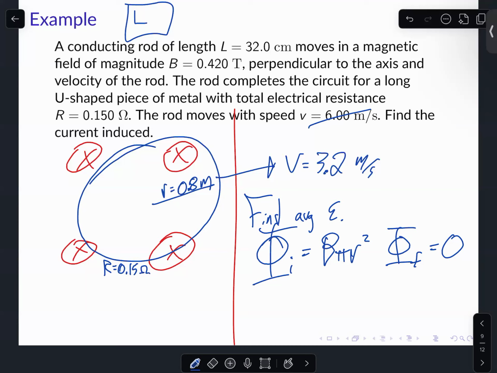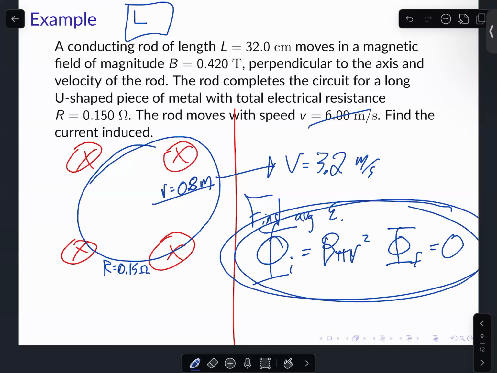Question. There is no H here. To just plug into the previous equation, think about what the terms mean. What does it mean to change flux? Hint, hint. Magnetic field is 0.42 Teslas, by the way, right up there.